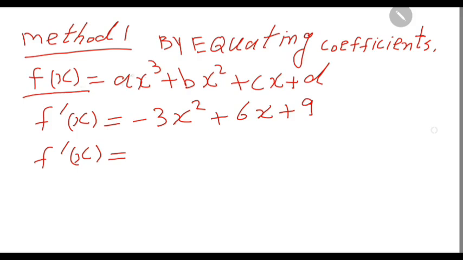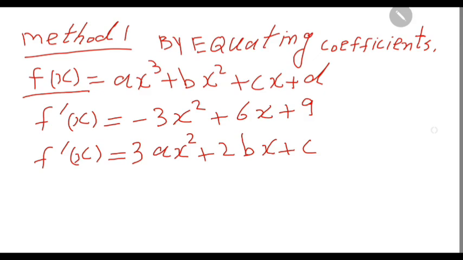So I'm going to apply the first derivative here. It's going to be 3ax power 2 plus 2bx plus c, because we are differentiating with respect to x. The d is constant, so the derivative of a constant is 0.